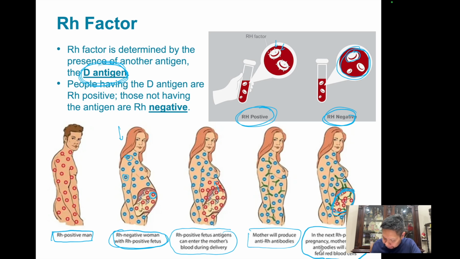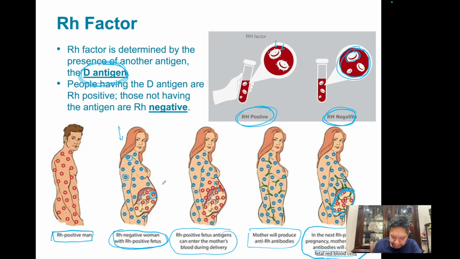The antibodies will literally attack the fetal red blood cells, and often the fetus doesn't survive. And so the problem there is that the man's always the problem, right? Because he's the one that's Rh positive, and he's the one that made the baby Rh positive to begin with, which caused the woman to make Rh antibodies, which will attack a second baby.